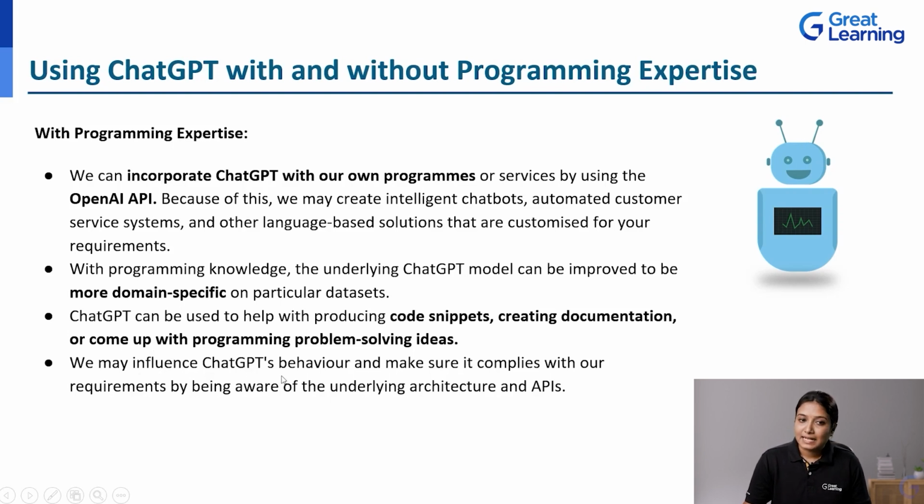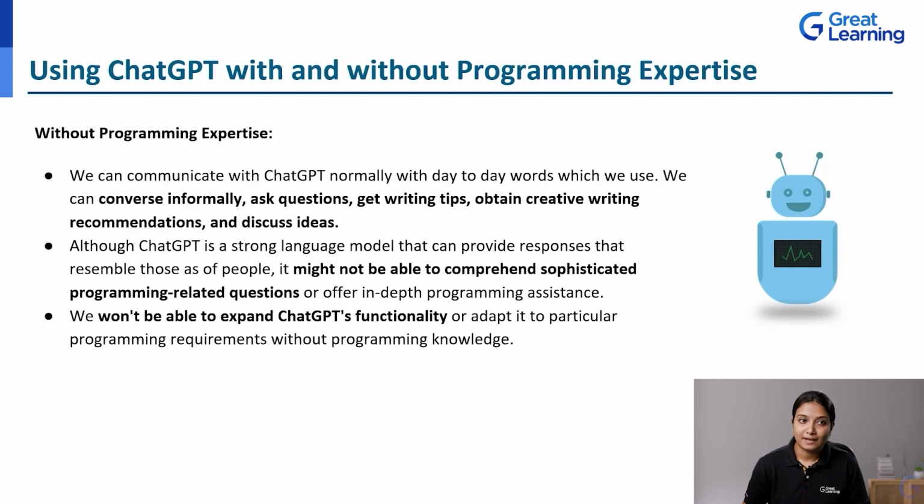We may influence ChatGPT's behavior and make sure it complies with our requirements, generally by being aware of the underlying architecture or APIs. If you are a programmer having technical knowledge, you know how ChatGPT is built, you know how the architecture is, you can modify it accordingly and make it so the machine will think like you think, right? So these are the options you have if you are a programmer and if you want to use ChatGPT. Next you have, without programming expertise, how do you use ChatGPT and what all you can do?